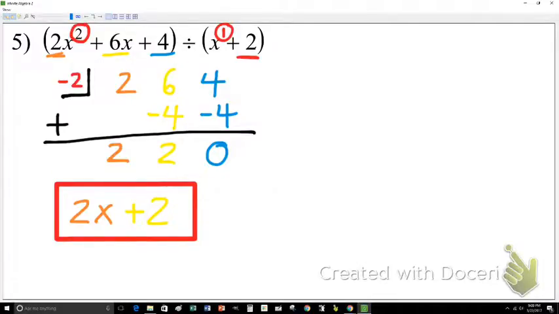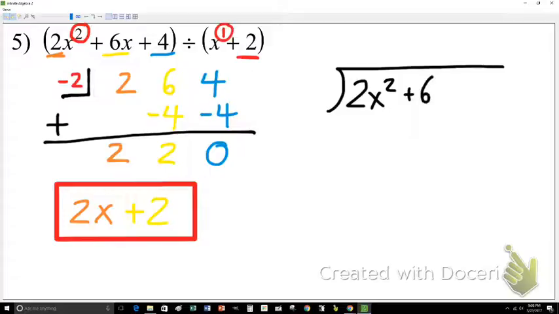Let's go ahead and do long division on this trinomial now. So we're going to use this division sign here. We're going to place our trinomial inside. So we have 2x squared plus 6x and then plus 4. Our binomial goes on the left side here. So we have x plus 2 on the left.